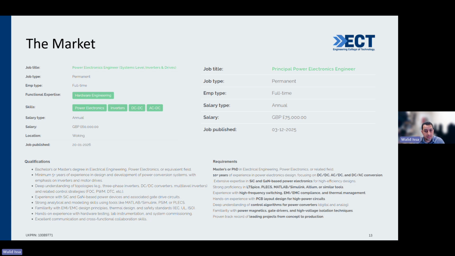And let's look at what they require. They need somebody expert in inverters and DC converters, which is covered by power electronics curriculums. They need somebody to know MATLAB and PLECS. So from there, we learn what the skill set and software they need for this industry to be recruited by them.